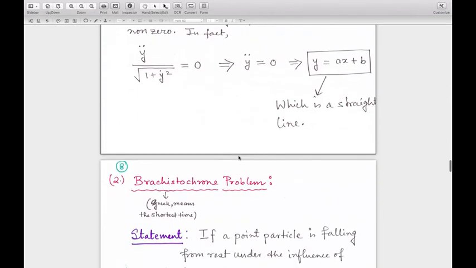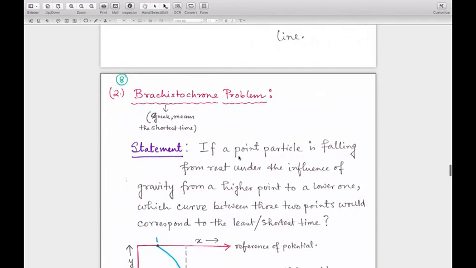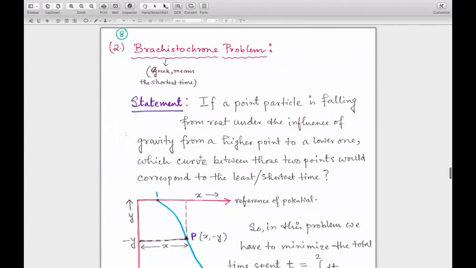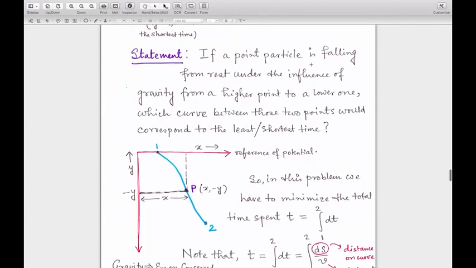Now coming to the second problem. The second problem is known as the problem of brachistochrone. The brachistochrone has a Greek origin, which simply means the shortest time. The statement of the problem is, if a point particle is falling from rest under the influence of gravity from a higher point to a lower one, need not be on the same vertical line. For example, it starts from 1 and it reaches 2, right?